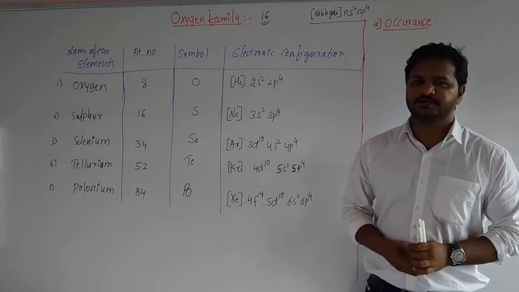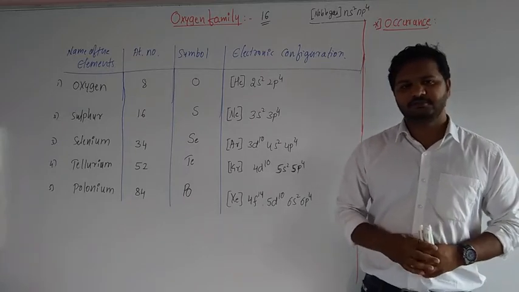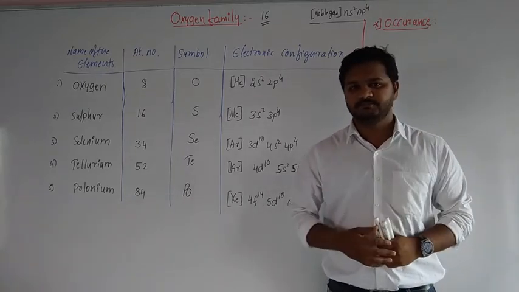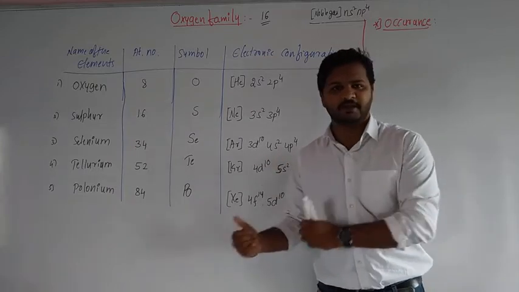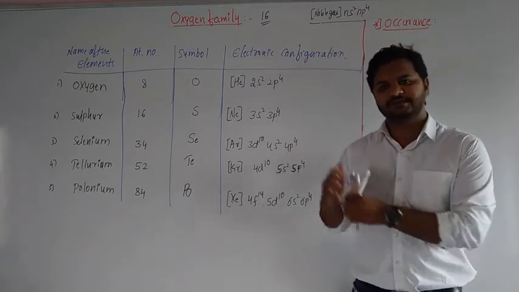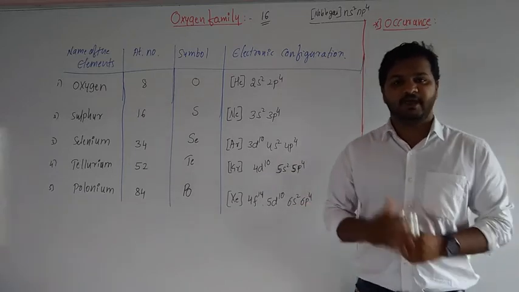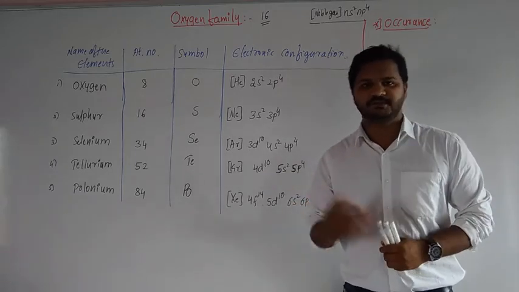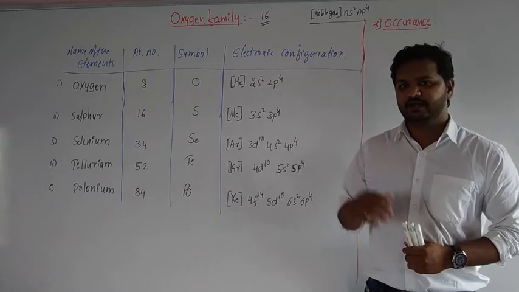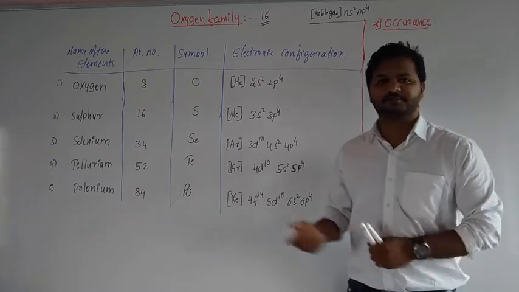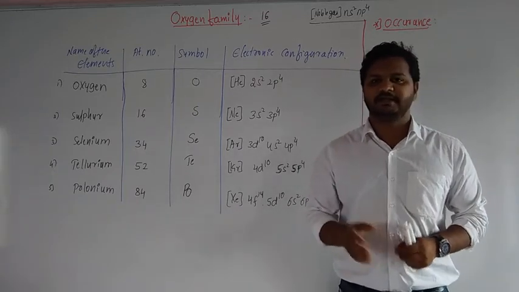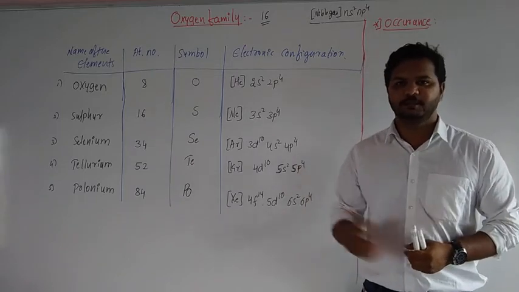Next, students, sulfur is also present as sulfates. Sulfur mainly occurs as sulfates like borates, Epsom salt, and gypsum salt. And sulfur is also present as sulfides like galena and zinc blend.